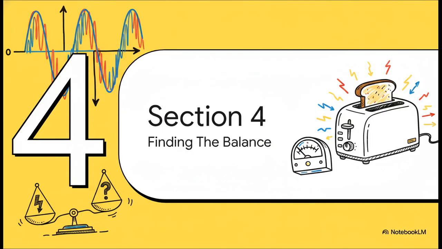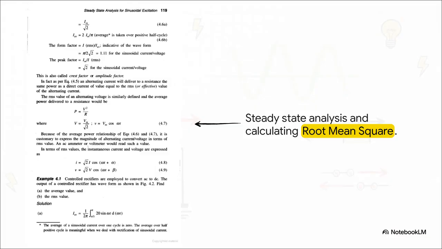Section 4. Finding the balance. Now this does lead us to a pretty practical question. If the energy is constantly rising, falling, and waving back and forth across zero, how do we actually calculate the heat coming out of that toaster?